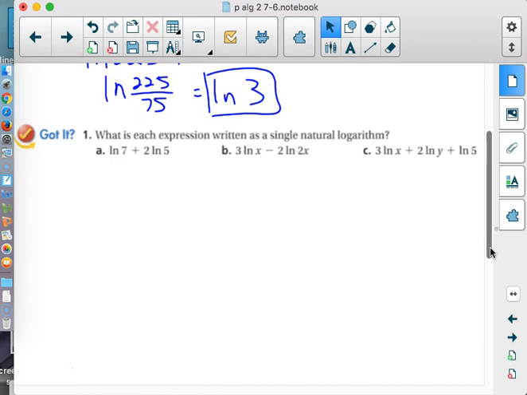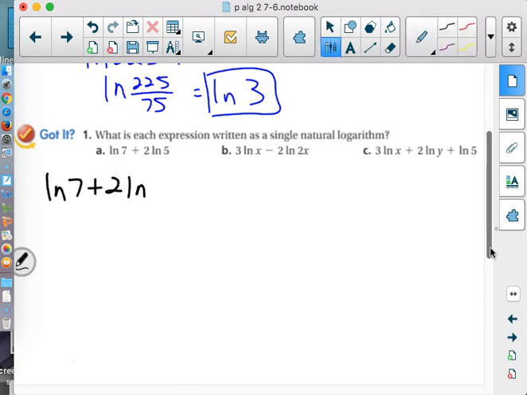Alrighty, I need you to help me with these. We have natural log of 7 plus 2 natural log of 5. What are you thinking about first? Put the 2 back up, exactly. And I'm just going to write 25. Well, I'm probably better not do that for people that are looking at the notes. Let me do this instead. Go up there. Addition.